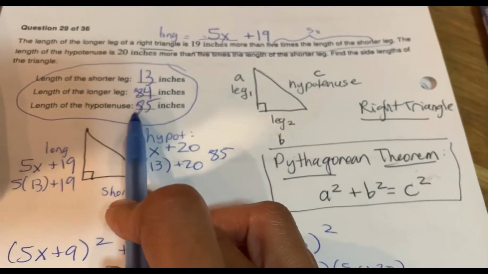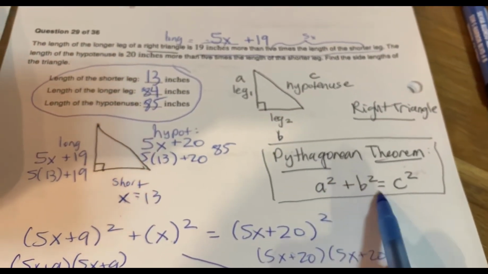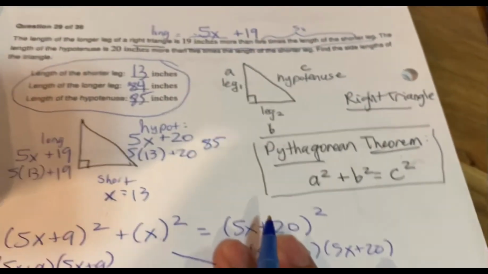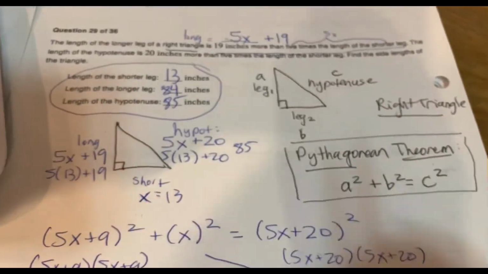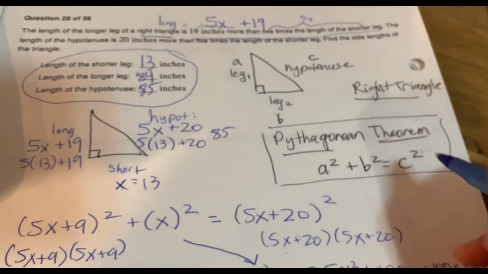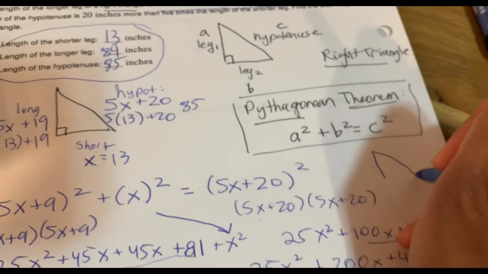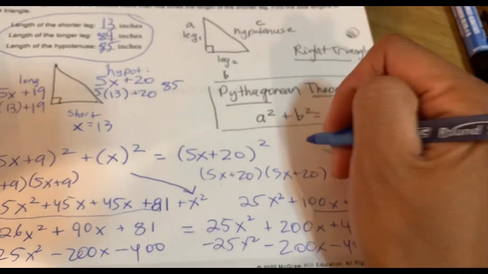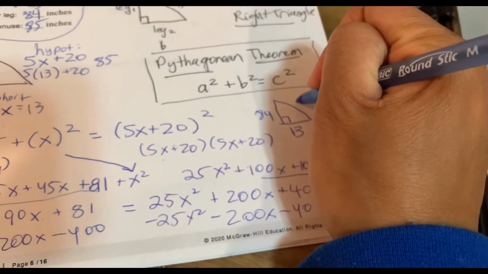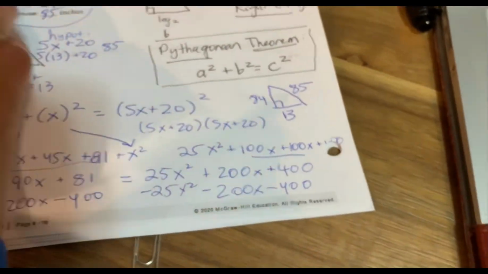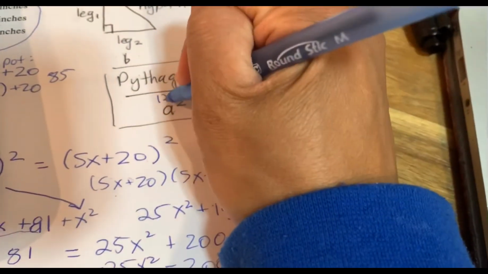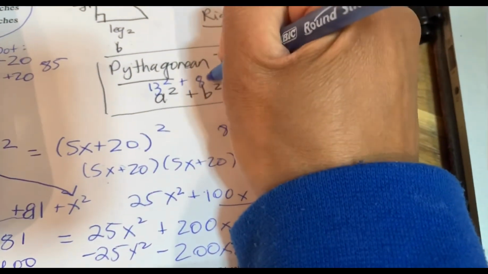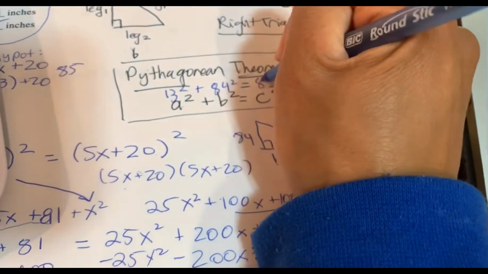You can also double check by saying, is a squared plus b squared equals c squared? So I'm just kind of going above and beyond right now to show you that this should meet the a squared plus b squared equals c squared. So if the shorter leg is 13, the other leg is 84, and the hypotenuse is 85, does it make sense? Does 13 squared plus 84 squared equal 85 squared?